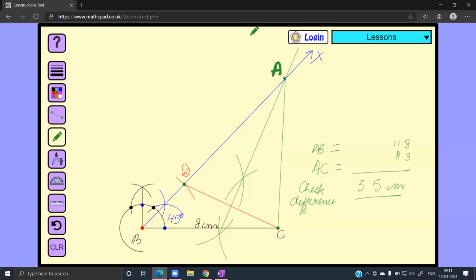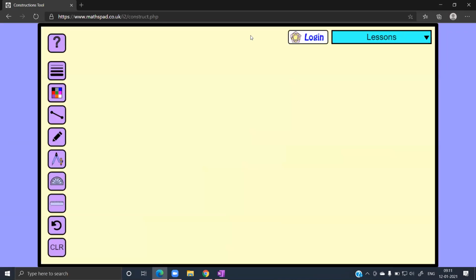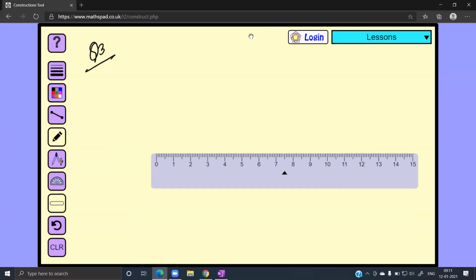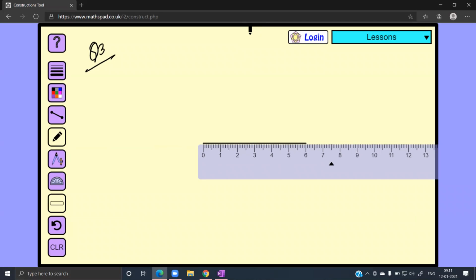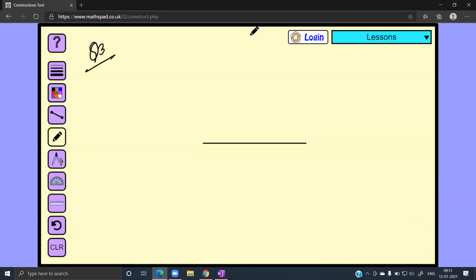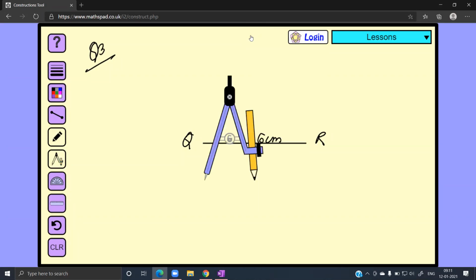Just start with your base of the triangle, QR 6 centimeters. This is question number 3. Base is given as 6 centimeters. It's QR. At Q, you need an angle of 60 degrees.